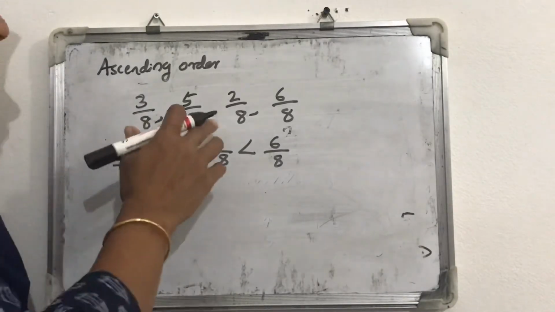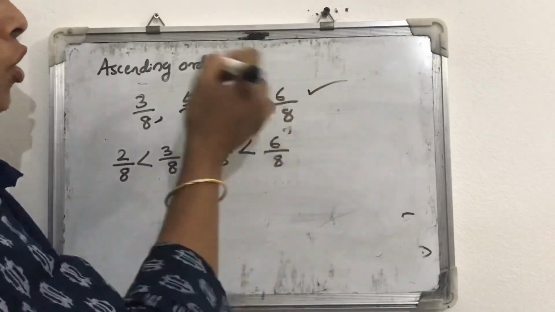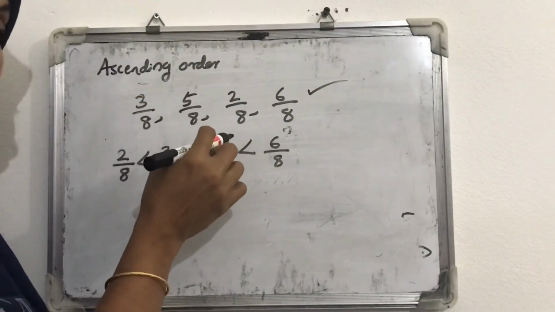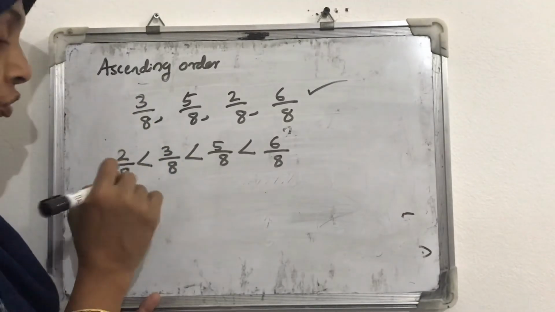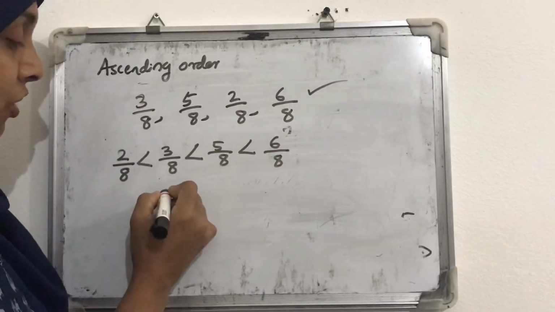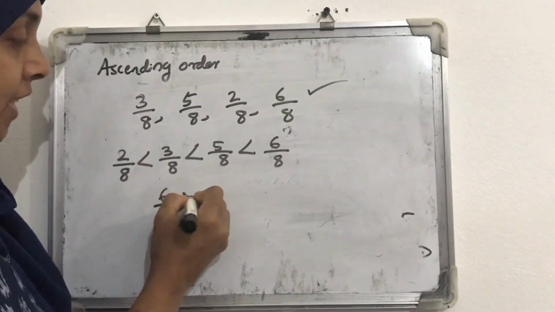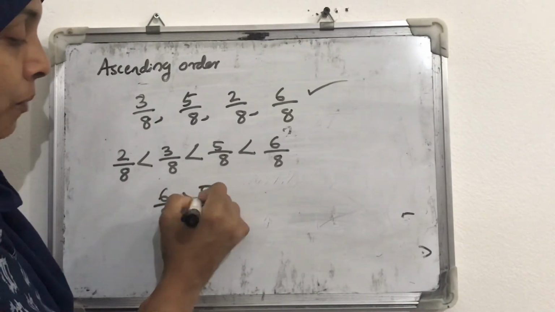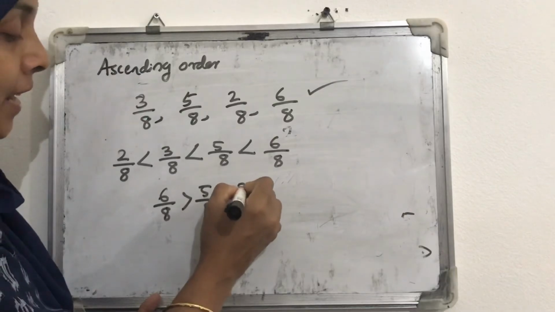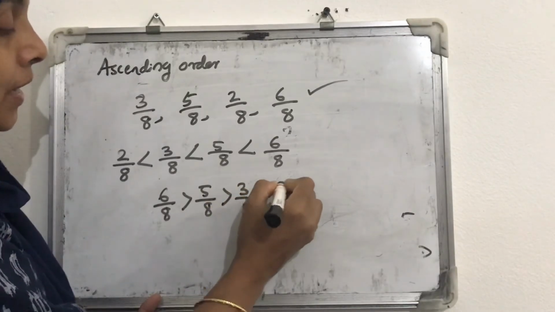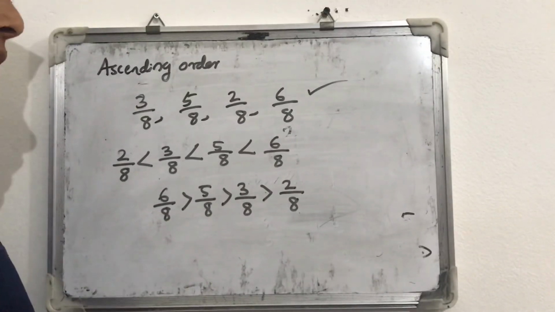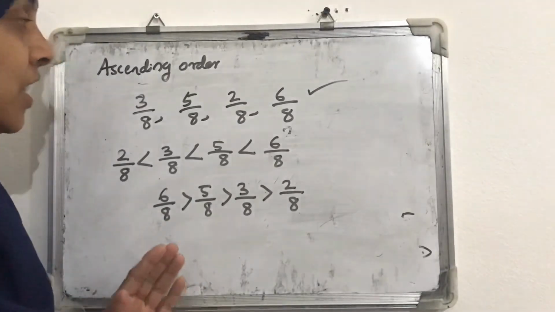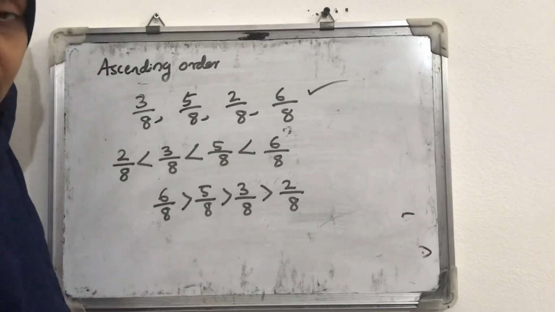And what will be the descending order of these fractions? For that, first we write the biggest fraction. Which is the biggest fraction? 6 by 8. So 6 by 8 is greater than 5 by 8, greater than 3 by 8, greater than 2 by 8. In this way we can arrange the numbers in ascending and descending order.